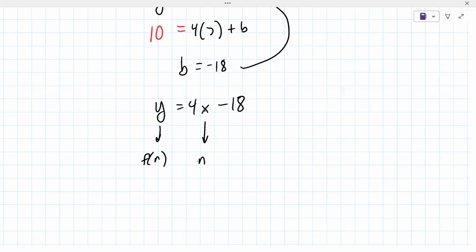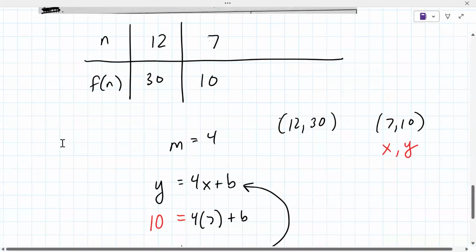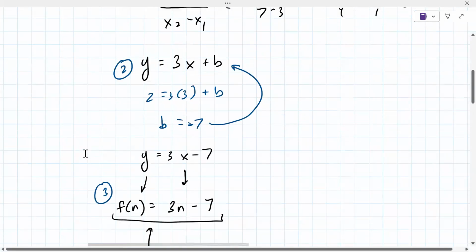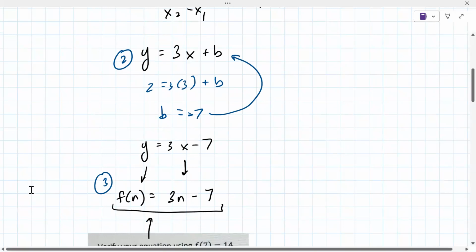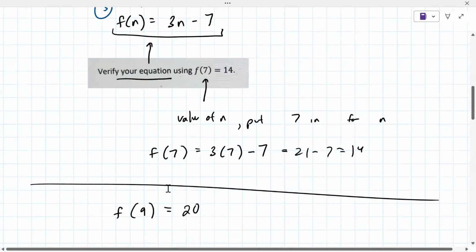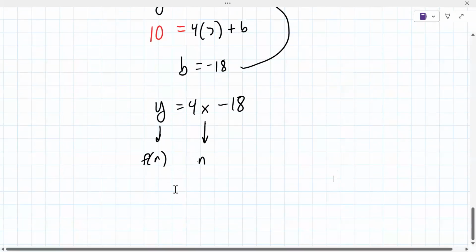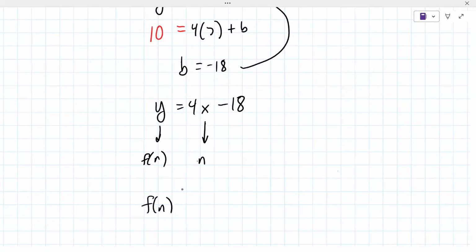Well, I don't know what I'm plugging in here. So this is your final answer: f of n equals something. That's what you're trying to get to. That's what function notation is. So let me write it here. This is your final answer: f of n equals 4n minus 18. That's it.